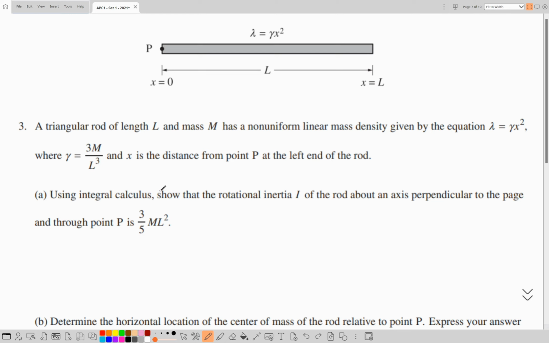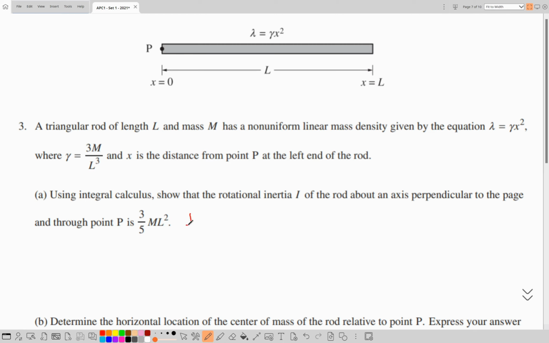Now, before I read part A, because the mass distribution is not uniform, if it's not given, we need to find the rotational inertia using calculus, as well as the position of the center of mass. And indeed in part A they're telling us: using integral calculus, show that the rotational inertia of the rod about an axis perpendicular to the page and through the point P, so basically P would be the pivot, is given by 3/5 ML squared. So the first thing that we do, we set our integral correctly.